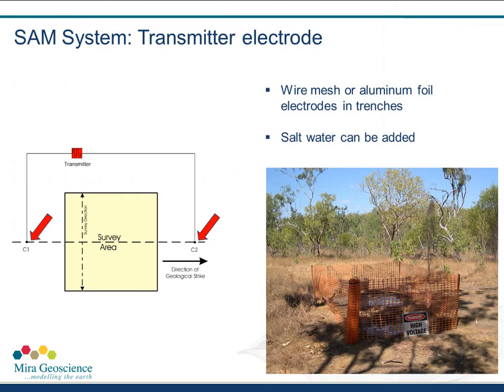So this is an example of a typical transmitter electrode. You spend a bit of time ensuring you get good ground contact because you want to get as much current into the ground as you can. So normally you dig a pit, put in some wire mesh or aluminum foil to get lots of surface area. And of course there are high voltages involved, so safety is an important factor. You can add ionized water to improve the contact.